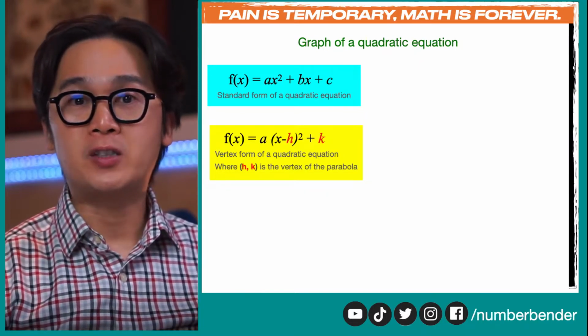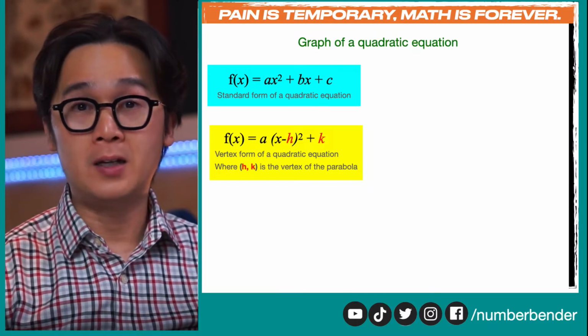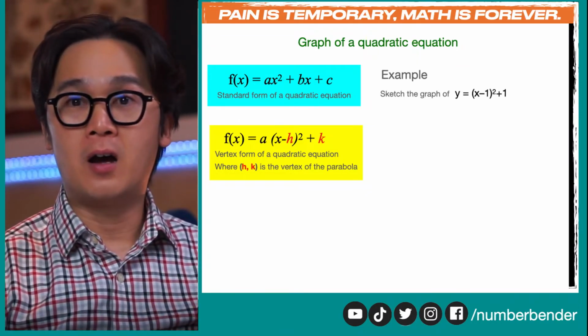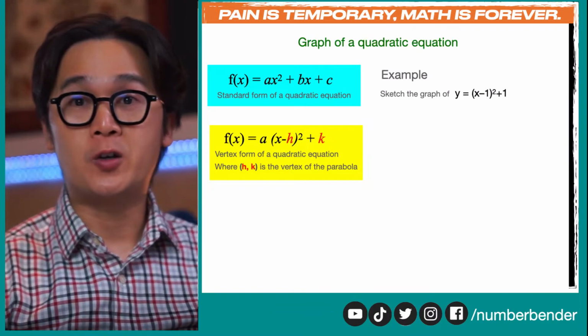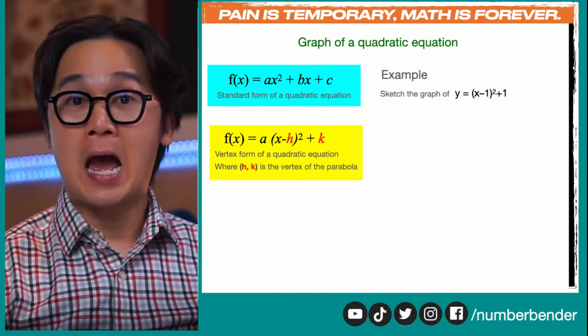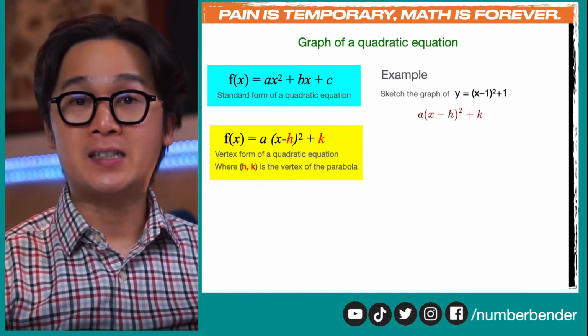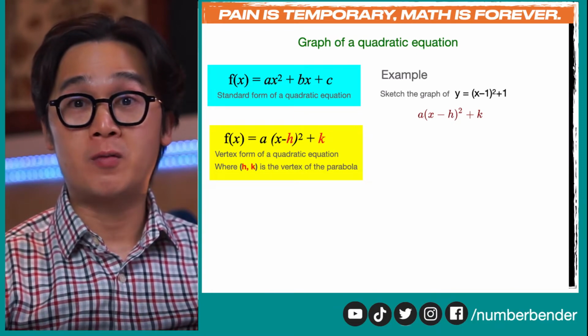So how are we going to use the vertex form to draw the quick sketch of our parabola? So let's have an example of y equals (x minus 1) squared plus 1. To be able to graph this, we need to first identify our vertex. And the vertex can be found by referring to our vertex form of the formula.